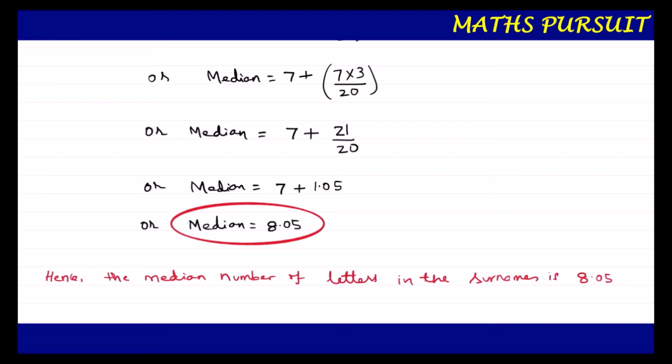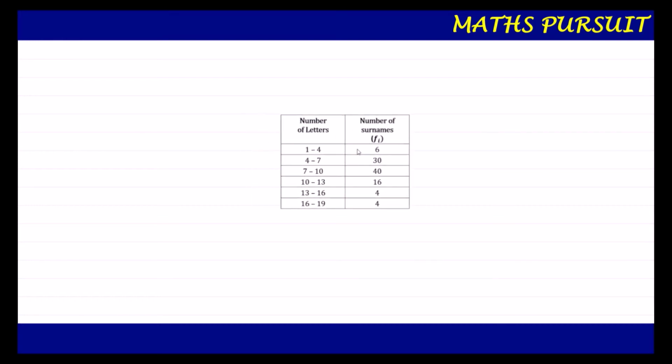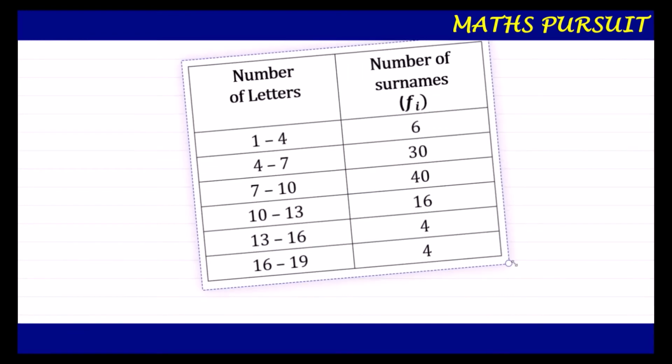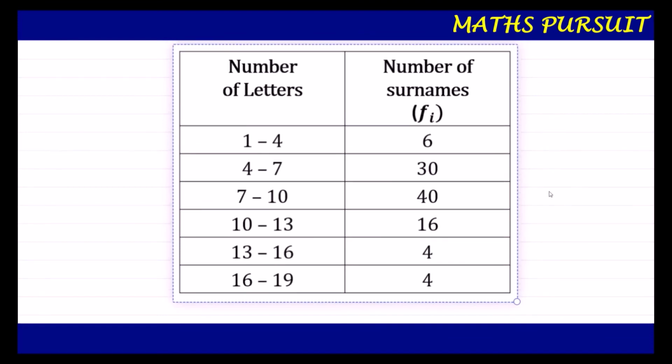Now after finding the median, we are going to move ahead and find the mode. So guys, we are going to find the mode of the given data. As per the question, we previously found the mean, then the median. Now we are going to find the mode. So let us look at this information again in tabular form, the information given in the question.